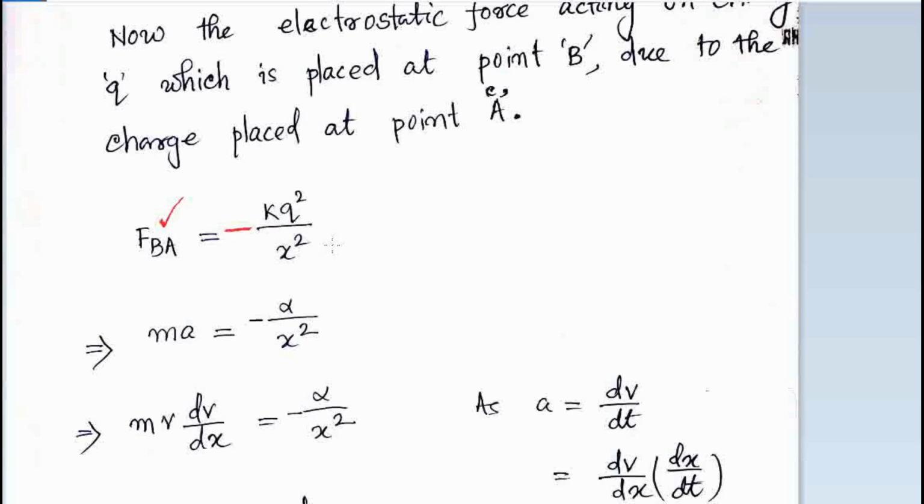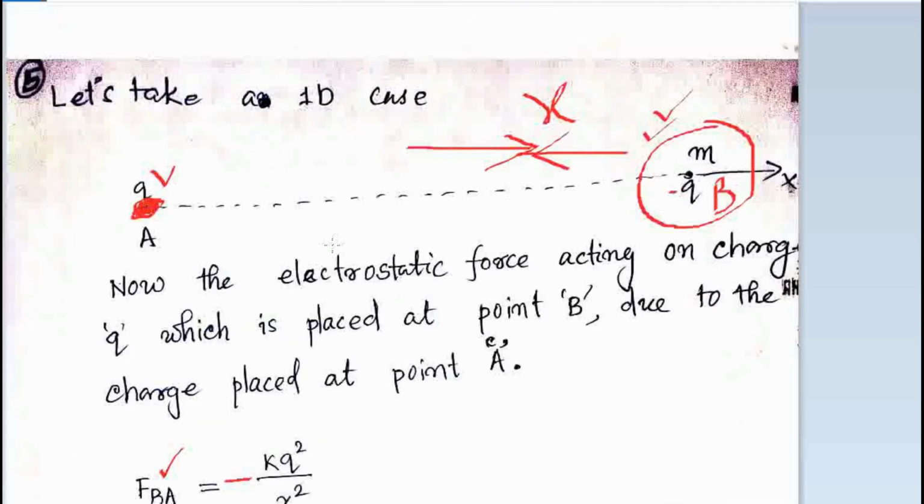X square is the distance between the q positive charge and q negative charge. You see, in the question it is not mentioned whether these charges are positive or negative. For the sake of simplicity, you can take it. And there is no concept of larger mass or smaller mass. It is just an intuition that you can take.